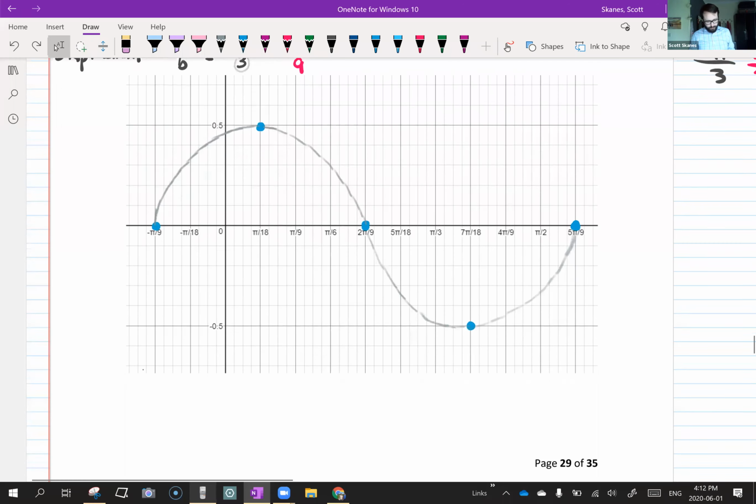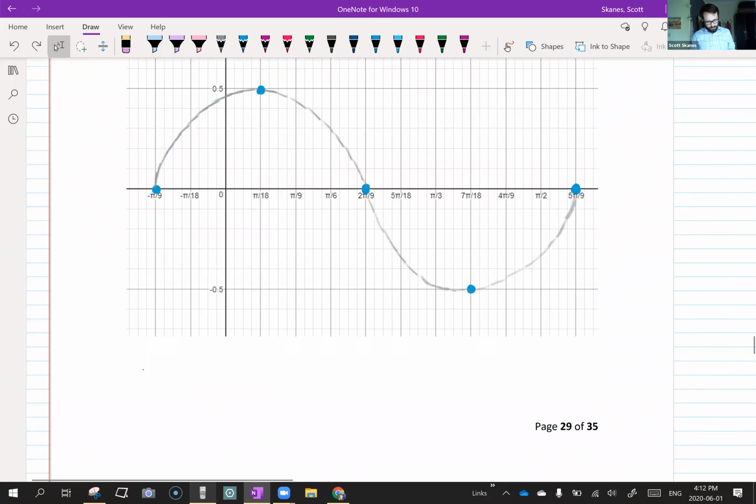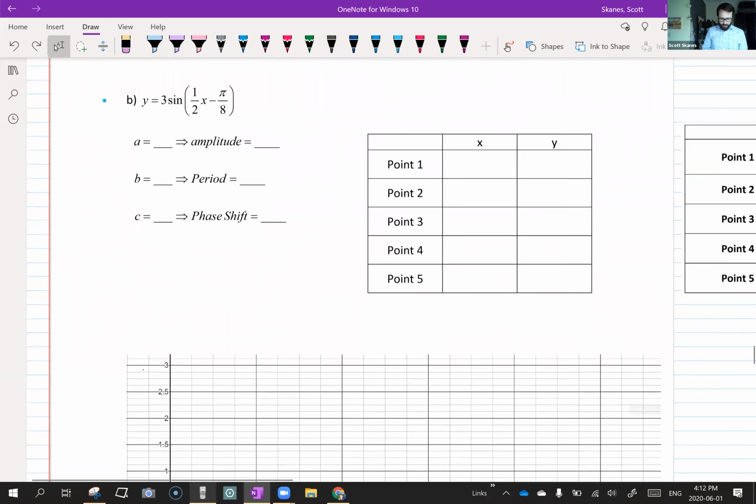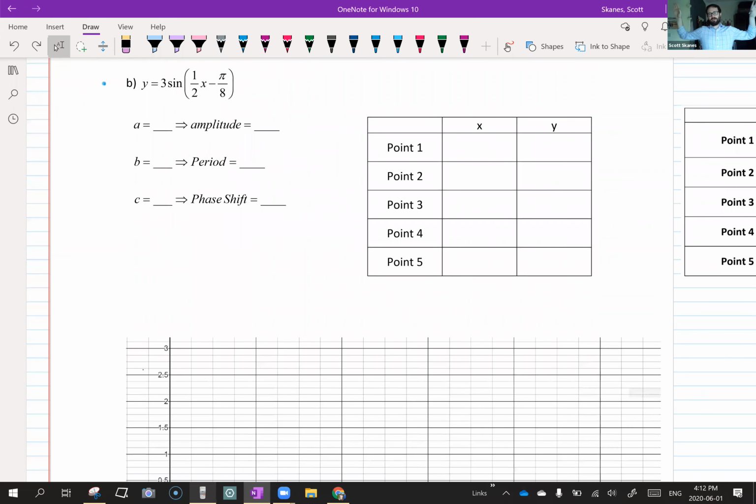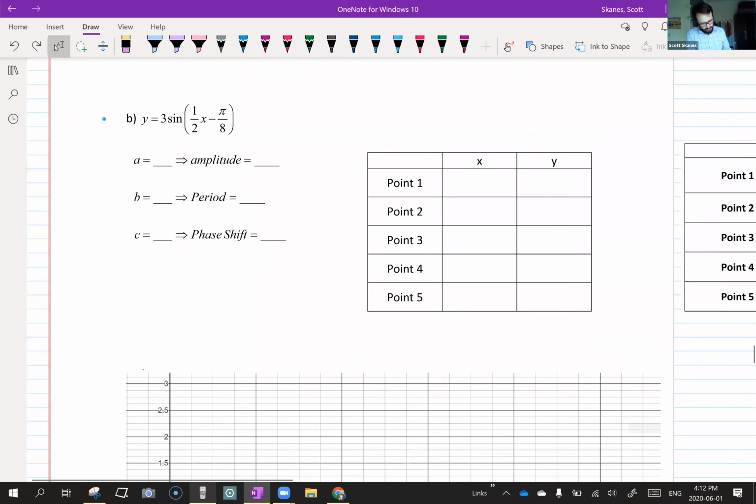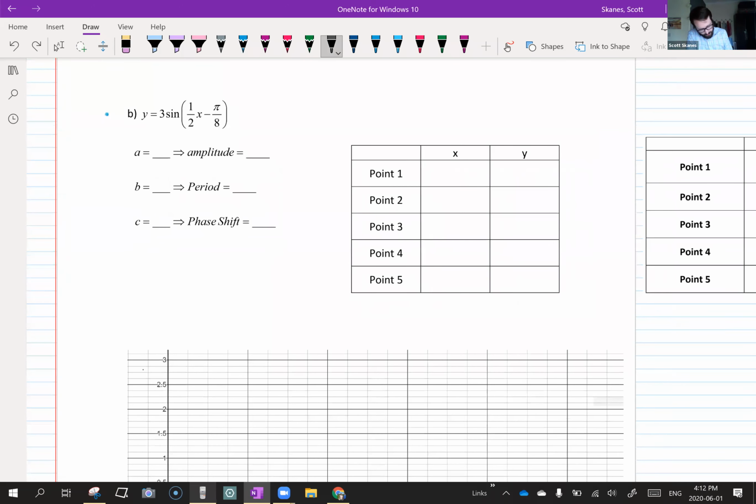Okay. Any questions on that? I'm assuming not. So let's just try the very next question. Same story. If you knew what you were doing or understood what I just did, try to do this yourself. I'm still going to talk you through it, step by step. What's the amplitude? A is 3. That means amplitude is 3.